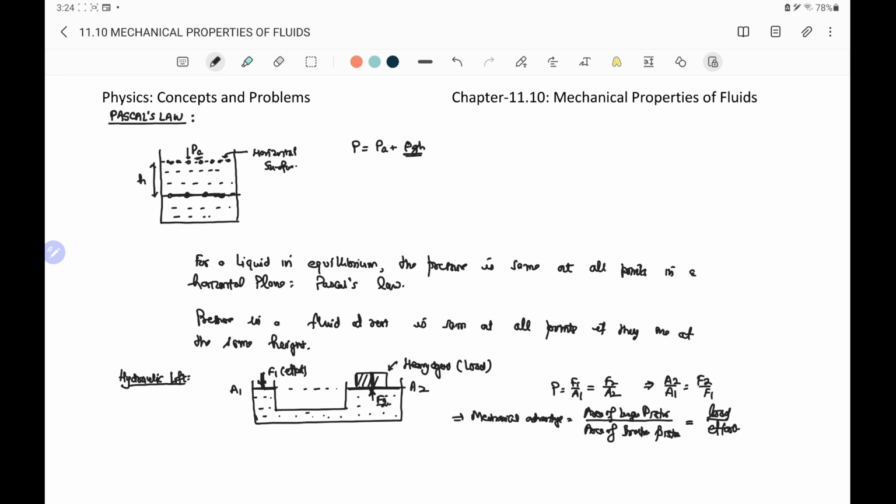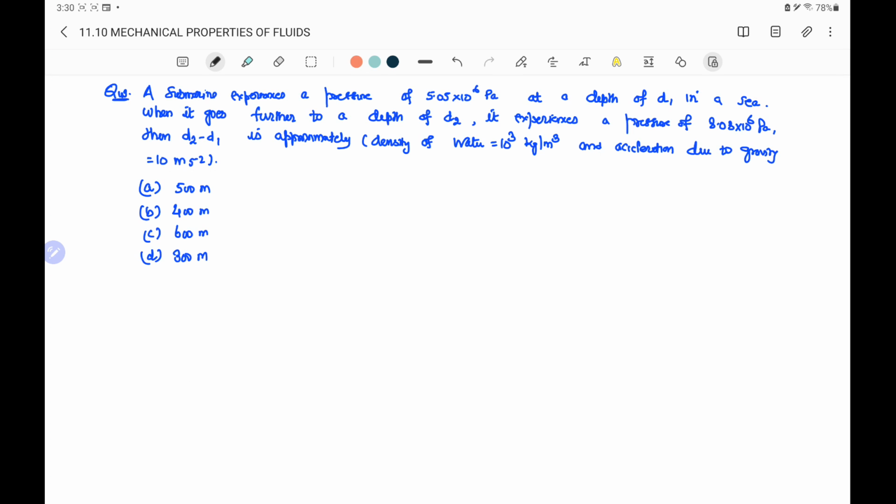Let's take some problems. First problem: a submarine experiences a pressure of 5.05 into 10 power 6 Pascal at a depth of D1 in a sea. When it goes further to a depth of D2, it experiences a pressure of 8.08 into 10 power 6 Pascal. Then D2 minus D1 is approximately? The density of water and the acceleration due to gravity are given.